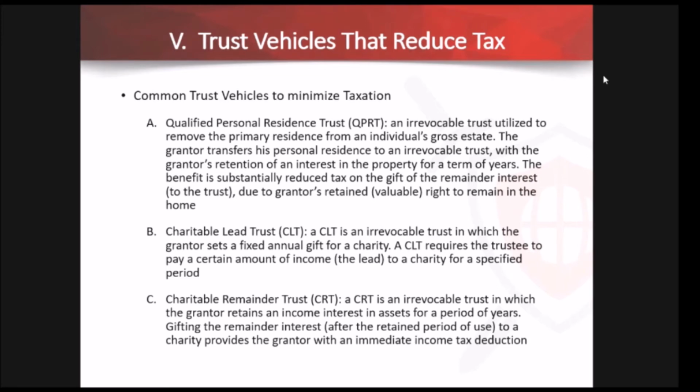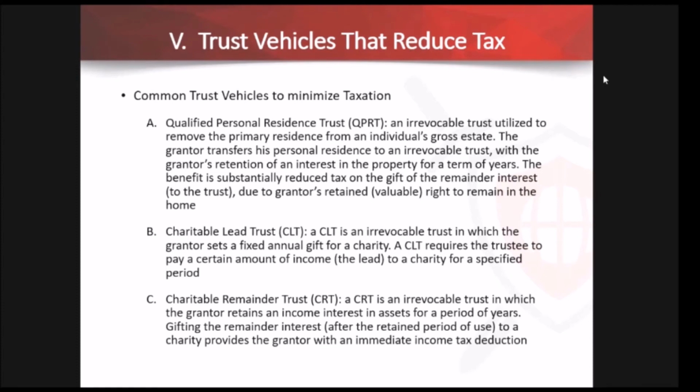The other type of trust that's important, that's easy to use, is a charitable lead trust. You get an income tax deduction, which is really why you would utilize this. And a lot of times, if you run the math, you can actually end up with more net money at the end of this. Basically, you create an irrevocable trust in which the person who creates it sets a fixed annual gift for a charity. So during the time, the charity receives an income stream or an annuity, and then at a point in time, once it's over, it reverts back to the grantor.